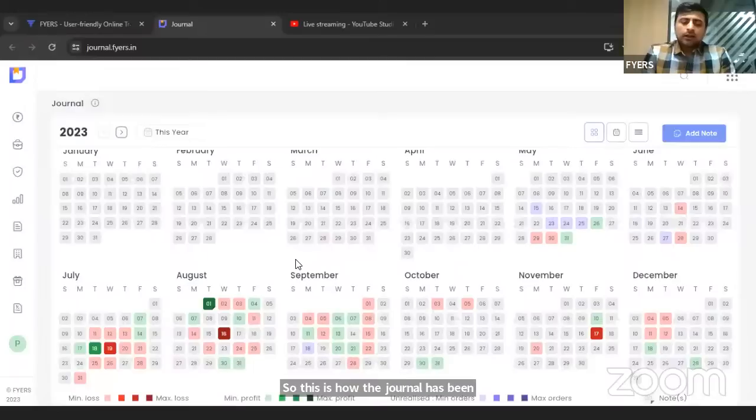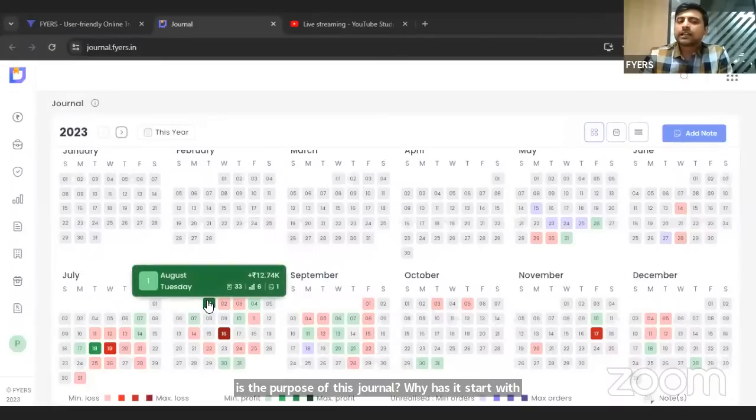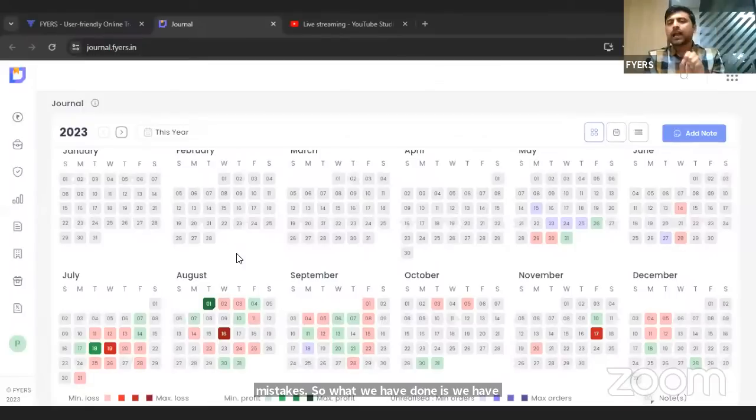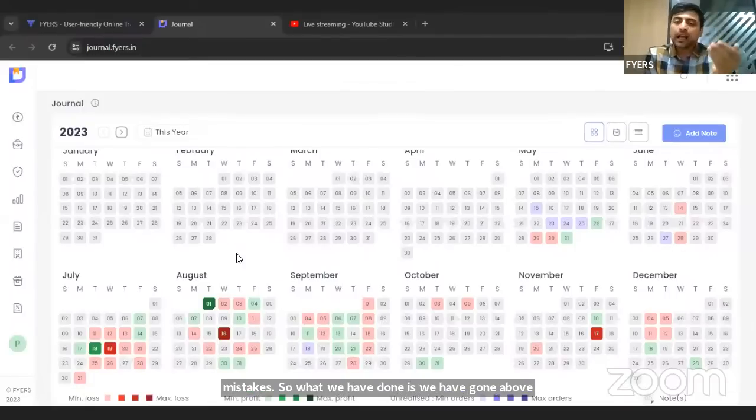Now, what is the purpose of this journal? वहां से start करते हैं इस particular discussion. The purpose is not to just see which days were profitable and which days were loss making. We need to have a learning out of it, right? To become better traders, we need to learn from our own mistakes. So what we have done is we have gone above and beyond, just showing you an overview कि आपके अकाउंट में क्या होता है. ये आपका डिजिटल डायरी है. तो अभी हम लोग समझते हैं कि डिजिटल डायरी को किस तरीके से इस्तेमाल किया जा सकता है.